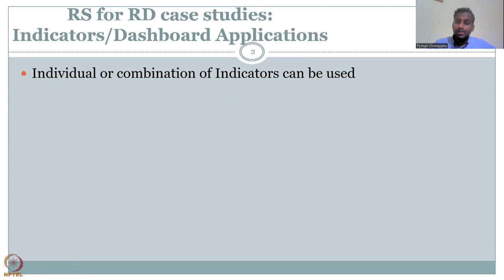So unlike the other remote sensing and GIS uses, this is very different because we want to improve or serve the rural communities. And for that, we need to make sure that those decision makers and policymakers understand these indicators. So the indicators can be very specific or applied. There can be one individual indicator like NDVI, or a combination of indicators. We looked at this when we looked at the database for indicators.